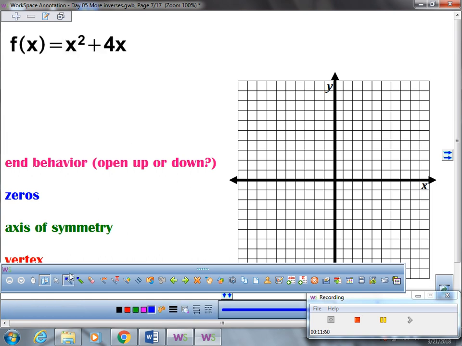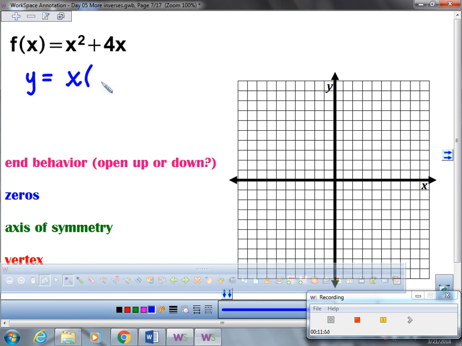The easiest way to solve this, or to factor it, would be it's got a greatest common factor. So I already know my zeros are 0, 0, and negative 4, 0. That's the easiest way to do it, right?